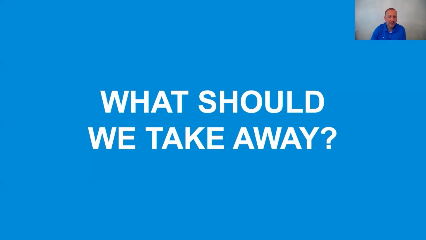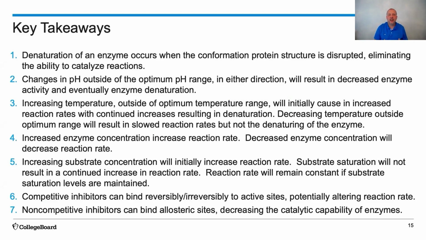So what should you take away from today's lesson? First, denaturation of an enzyme occurs when the conformational protein structure is disrupted, eliminating the ability to catalyze reactions. Changes in pH outside of the optimum pH range in either direction will result in decreased enzyme activity and eventually lead to denaturation of the enzyme. Increasing temperatures outside of the optimum range will initially cause an increase in reaction rates, with continued increase resulting in denaturing of the enzyme. Decreased temperatures outside of the optimum range, however, will result in a slowed reaction rate, but not denaturing of the enzyme.